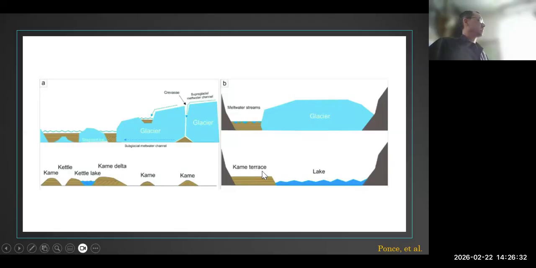A kame terrace, like we saw the guy standing on before, is something that's formed between the valley glacier and the valley side itself, which is probably a bedrock ridge, right? So we've got all this meltwater coming from the upside of the glacier, carrying debris, and stratified sediments are accumulating here. But once that glacier eventually melts, this is tucked up on the side of the hill and is left as a remnant. There's a lake in the valley itself.